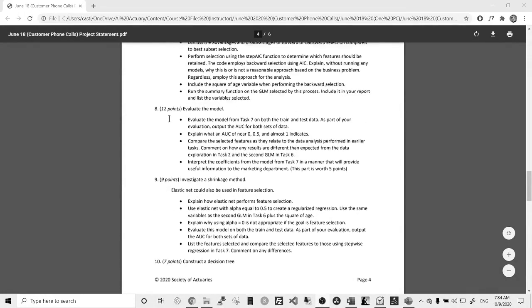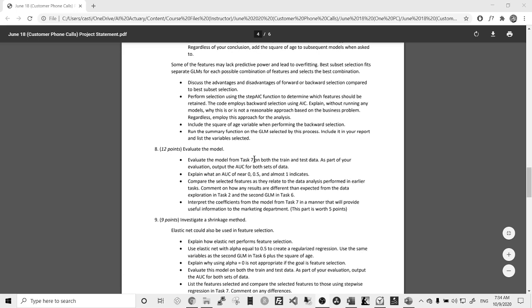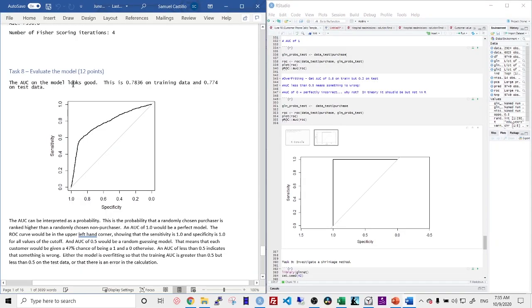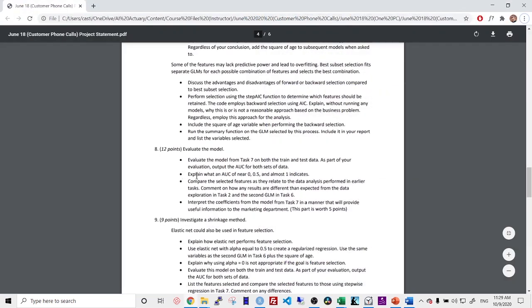Task 8, 12 points. Evaluate the model from task 7 on both the train and test data. As part of your evaluation, output the AUC for both sets of data. I see that the AUC of the model looks good. This is 0.7836 on the training data and 0.774 on the test data. Explain what AUC near 0, 0.5, and 1, and almost 1 indicates.